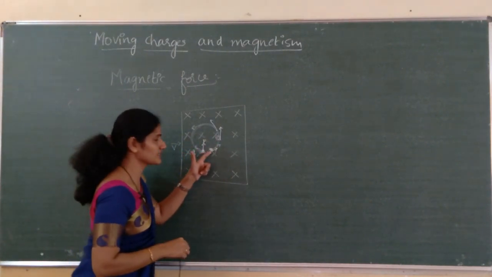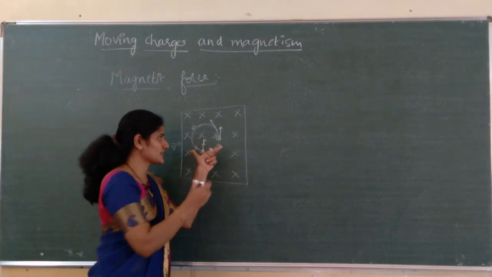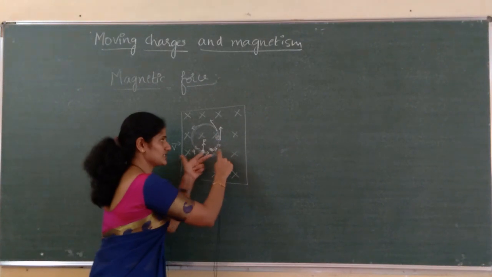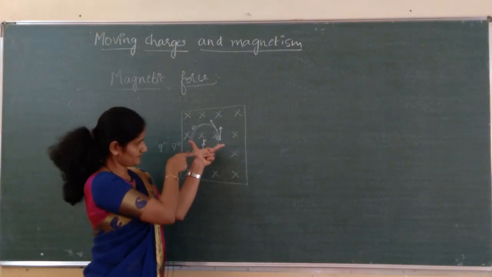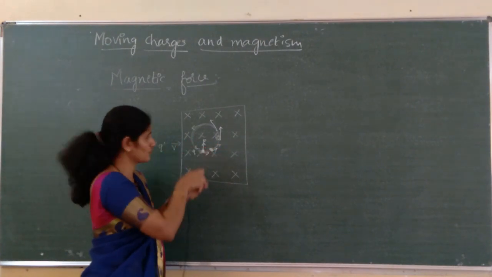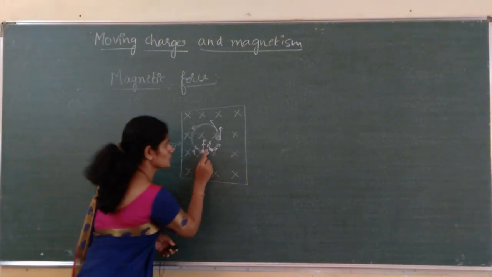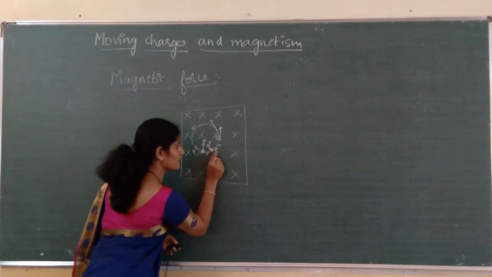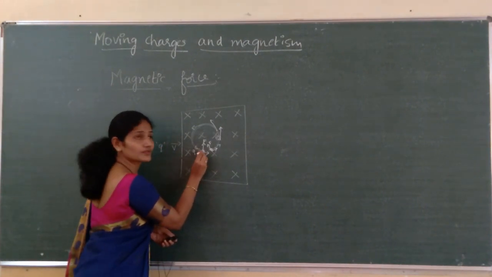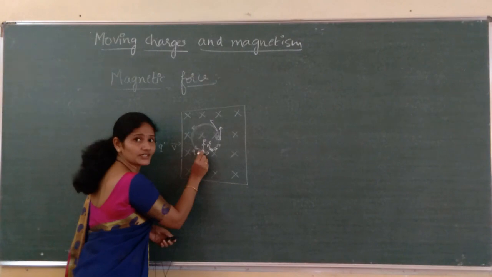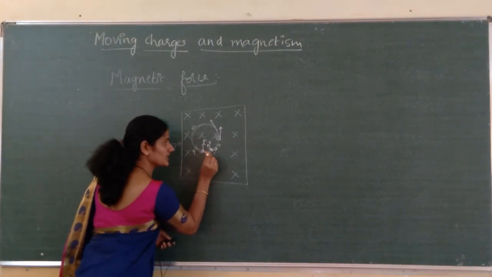When the charge comes here, it moves like this. So this is the direction of velocity. What is the direction of magnetic force? So this is the direction of magnetic force. So the force is like this. This force and the velocity are perpendicular to each other. Magnetic field is like this. All the 3, F, B and V, are perpendicular to each other. So this is magnetic field, this is V, this is F.